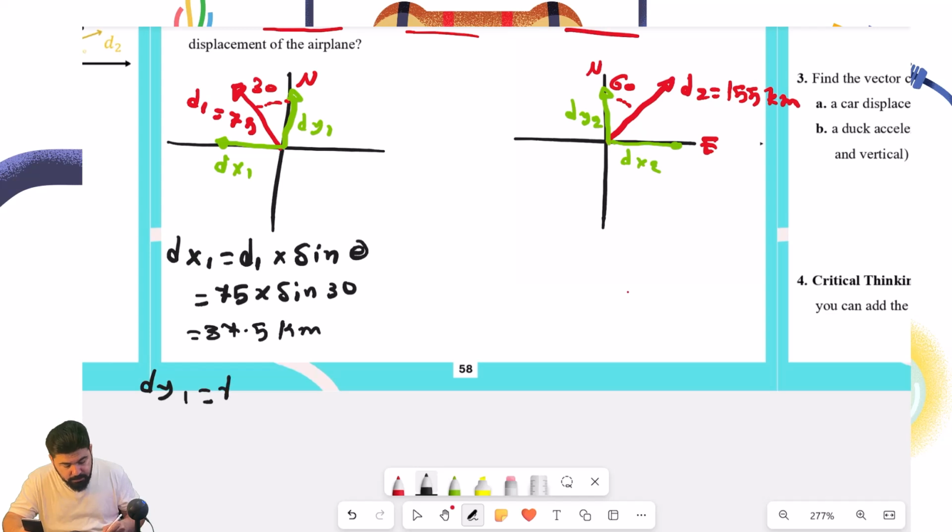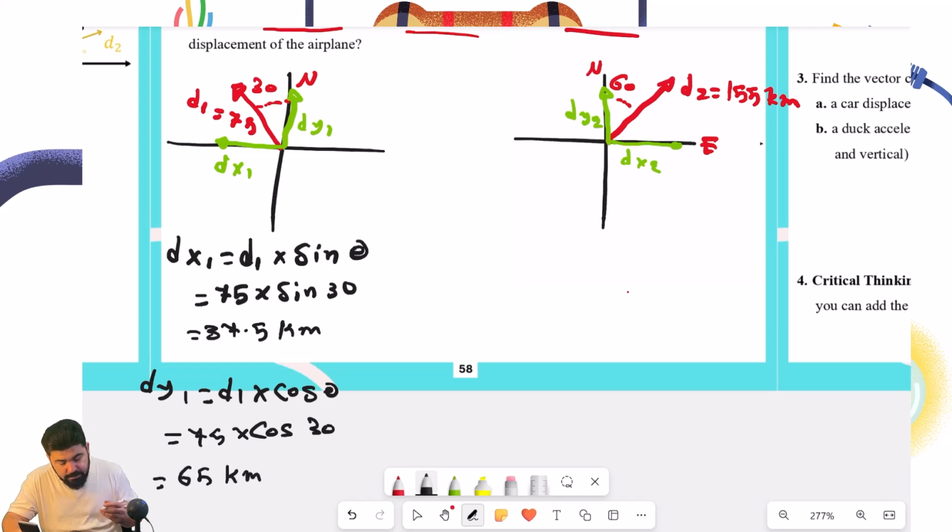What about dy1? It is equal to d1 multiplied by cosine theta. It's cosine again because the angle is made with the y component. So we have 75 times cosine of 30. Let's calculate this. We have 64.9. I'm just going to call it 65 kilometers. So this is dy1.